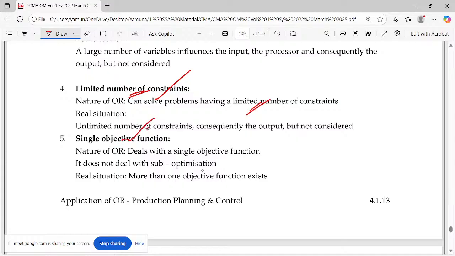And single objective function has to be there. Minimization. Okay, so sometimes you cannot deal with software optimization.